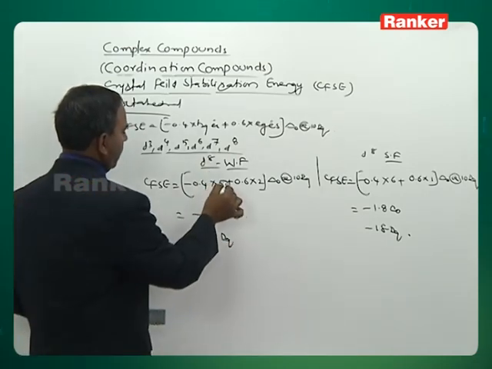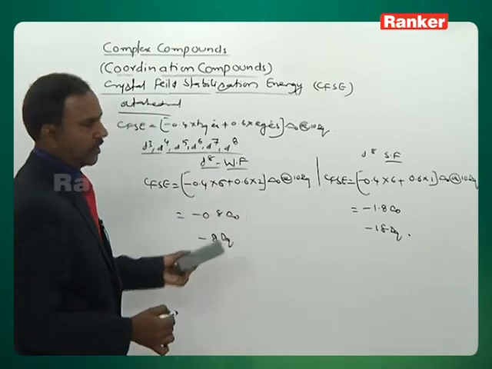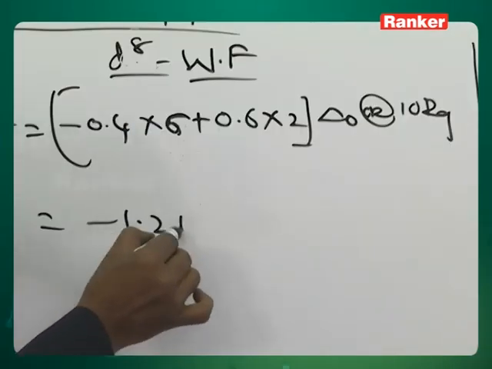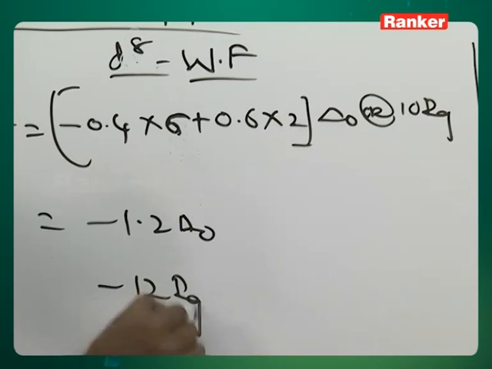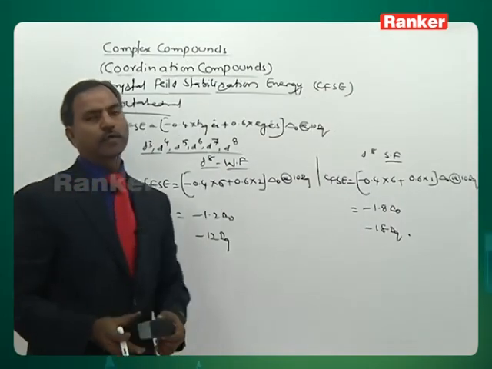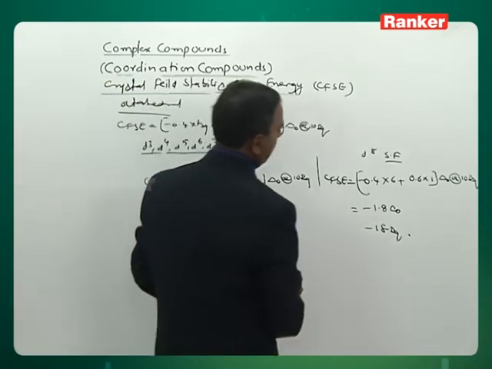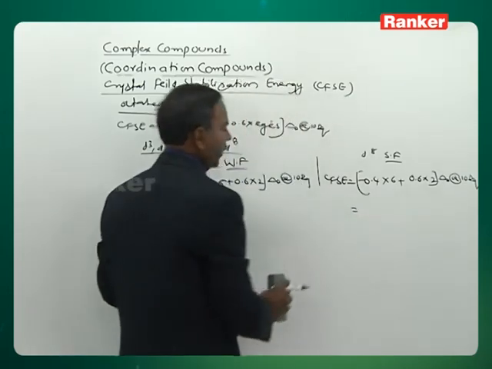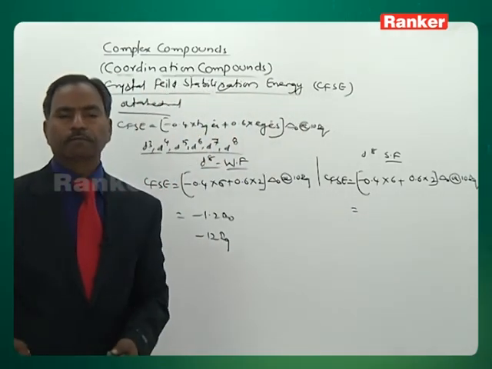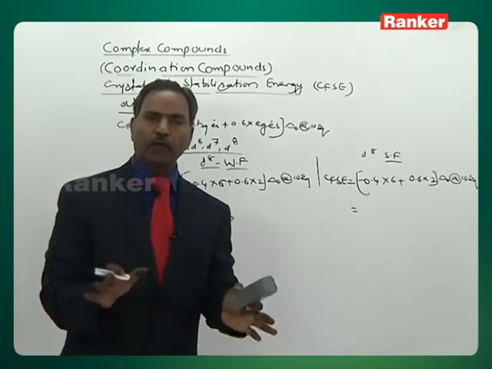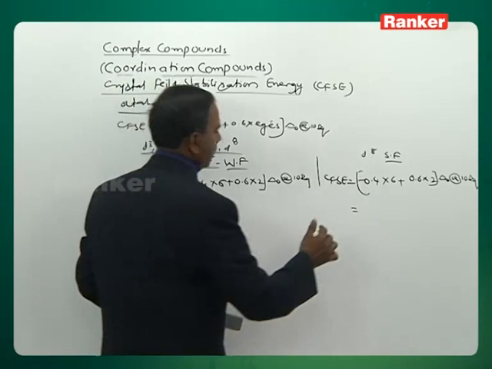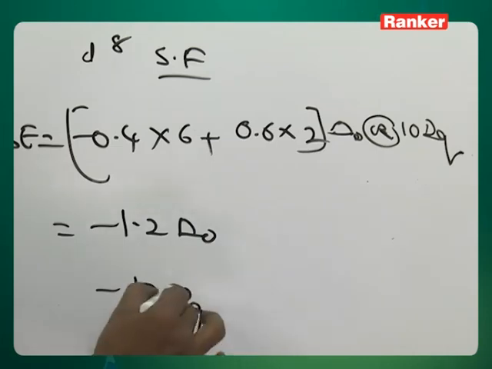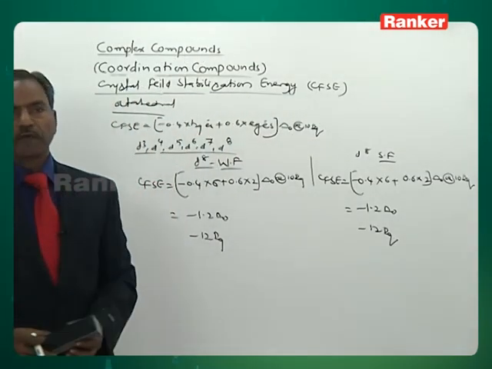This d8 comes to be t2g6 eg2. Then the value comes to be minus 1.2 delta O, or minus 12 dq. See, in the strong field also the distribution is the same, so it is 6 and 2. As I said many times, whenever the distribution of electrons in t2g and eg is the same, the CFSE value also remains the same. Therefore it is minus 1.2 delta O, or minus 12 dq. So these are the CFSE values.